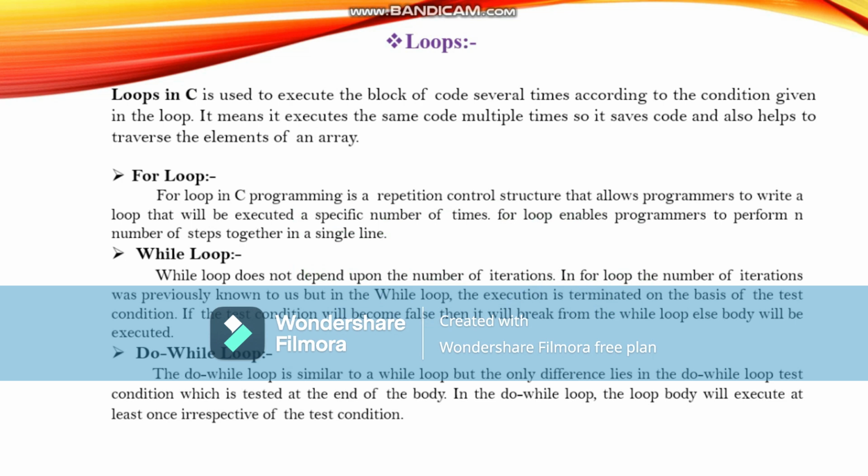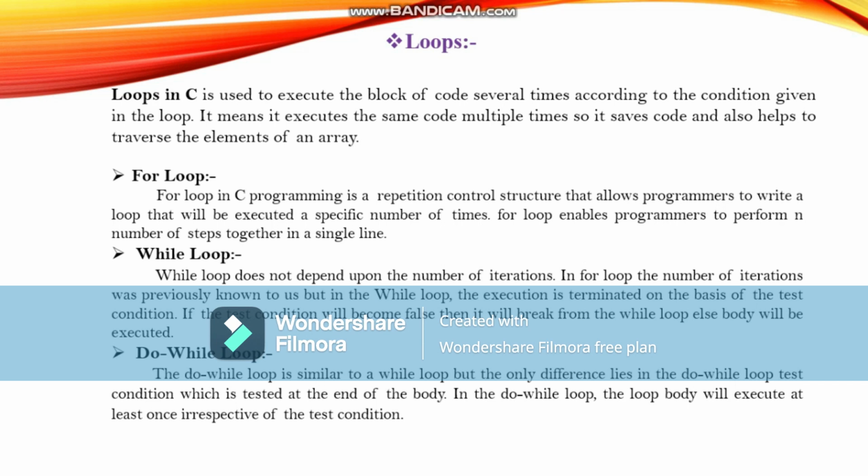What are loops? Loops in C are used to execute a block of code several times according to the condition given in the loop. It means executing the same code multiple times, so it saves code and also helps to traverse the elements of an array. There are 3 basic types of loops. First one is for loop, second one is while loop, and third one is do while loop.